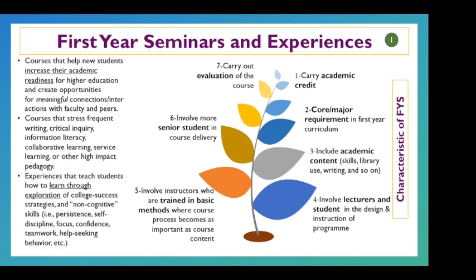Okay, jadi di sini kalau kita ada 7 karakteristik. Pertama, carry academic credit, wajib. Semua HIEPs perlu membawa kepada kredit. Tidak ada HIEPs yang tidak boleh bawa kredit kerana di-embedded dalam kita punya curriculum. Core or major requirement in first year curriculum include academic content, skills, library, use, writing and so on. Involve lecturers and students in the design and instruction of the program.